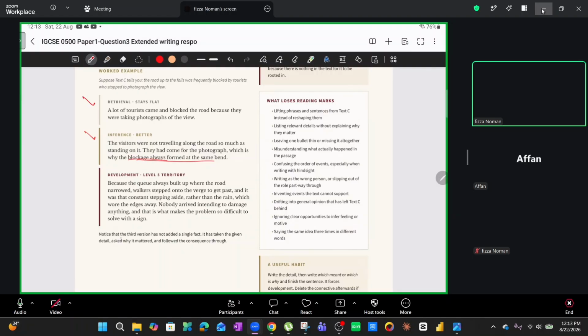So notice that the third version has not added a single fact. It has taken the given detail, asked why it mattered, and followed the consequence through.